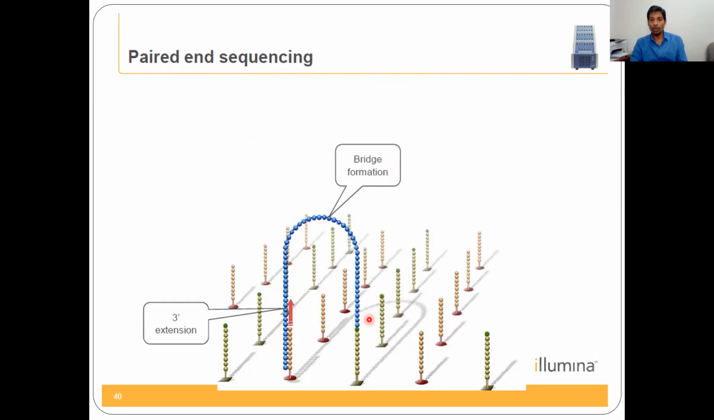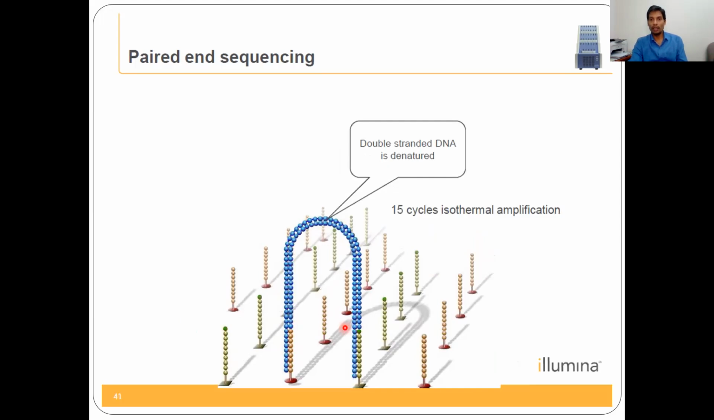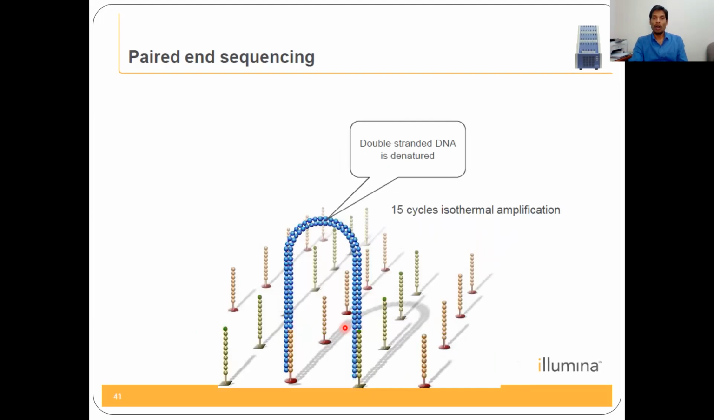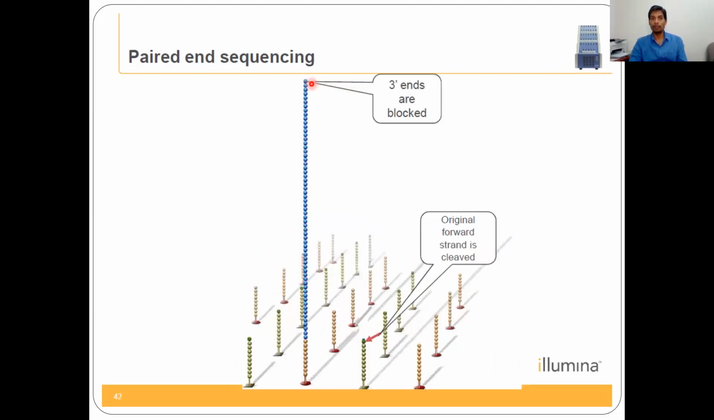Once it gets unblocked, this goes and anneals again, the same thing happens and amplifies it. So you are repeating the same thing, making the bridge amplification and isothermal amplification, making multiple copies of it, and then again you block it. Exactly, you are repeating the same thing like cluster generation.